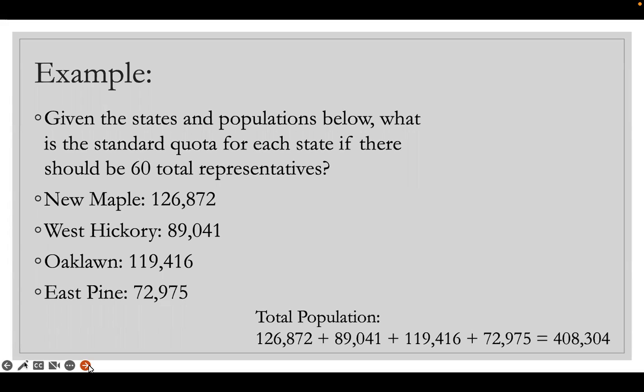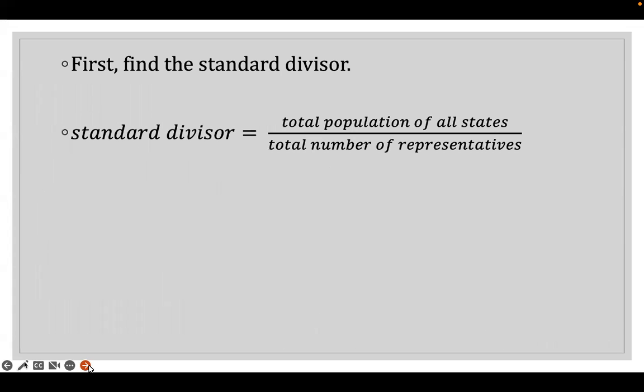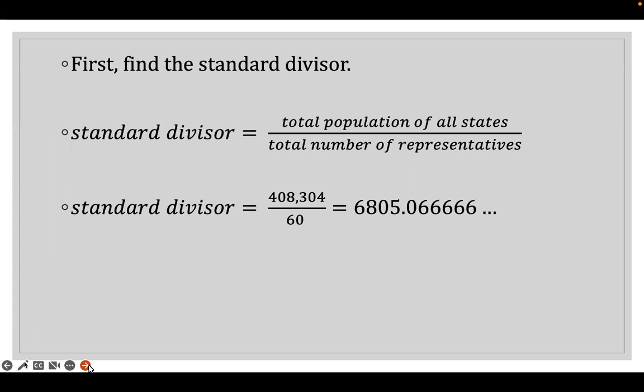408,304. Now I can use the total population along with the 60 total representatives to find my standard divisor, because I know the total population, 408,304, divided by my total number of representatives of 60, and I get a standard divisor of 6,805, and we have a repeating decimal. Generally, that's probably going to happen. I mean, every once in a while, you'll come up with a nice number, but you're going to probably have a repeating decimal. I take mine out to 3, 4, 5 places, because this, again, is a rough estimate.